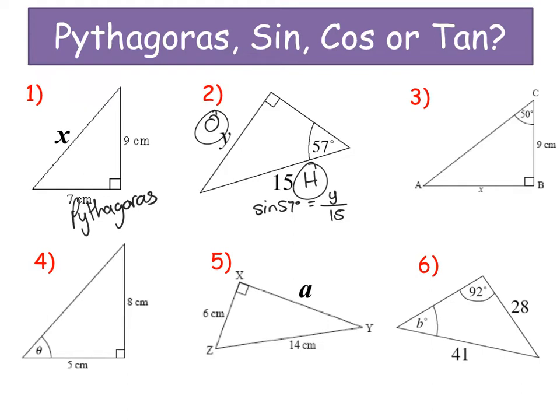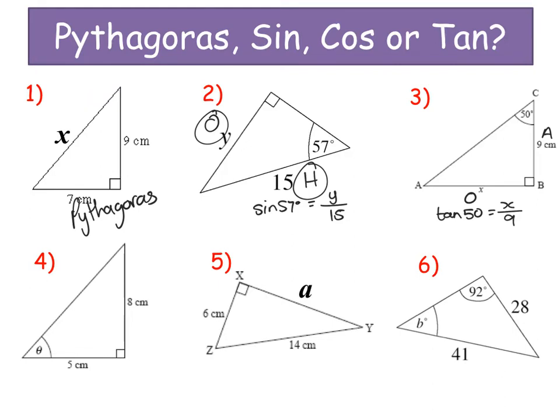On to question 3. First of all, we can see that our angle here is 50 degrees, x is the opposite side, and 9 is the side next to it, so we should be using trigonometry here, and for this one we would be using tangent, so tan of 50 is equal to x over 9 centimeters, and we could solve that to find out what x would be there.